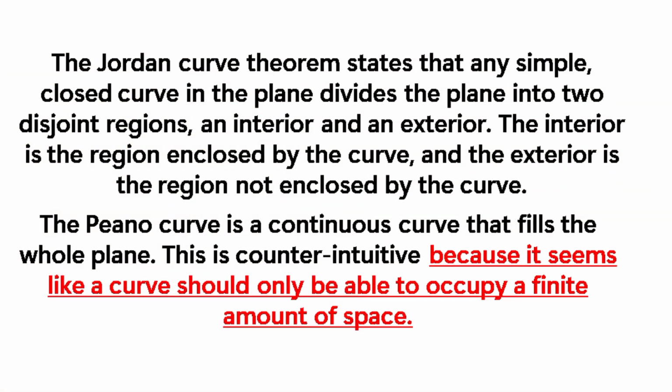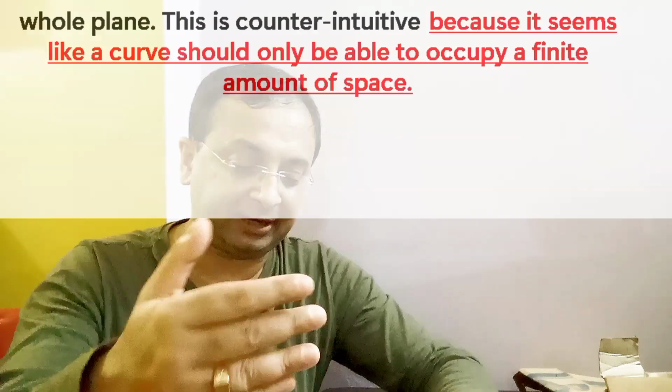Just to summarize, right on your screen, the Jordan curve theorem states that any simple closed curve in the plane divides the plane into two disjoint regions, interior and exterior. The interior is the enclosed region and the exterior is the region not enclosed by the curve. So one is enclosed, one is not enclosed.